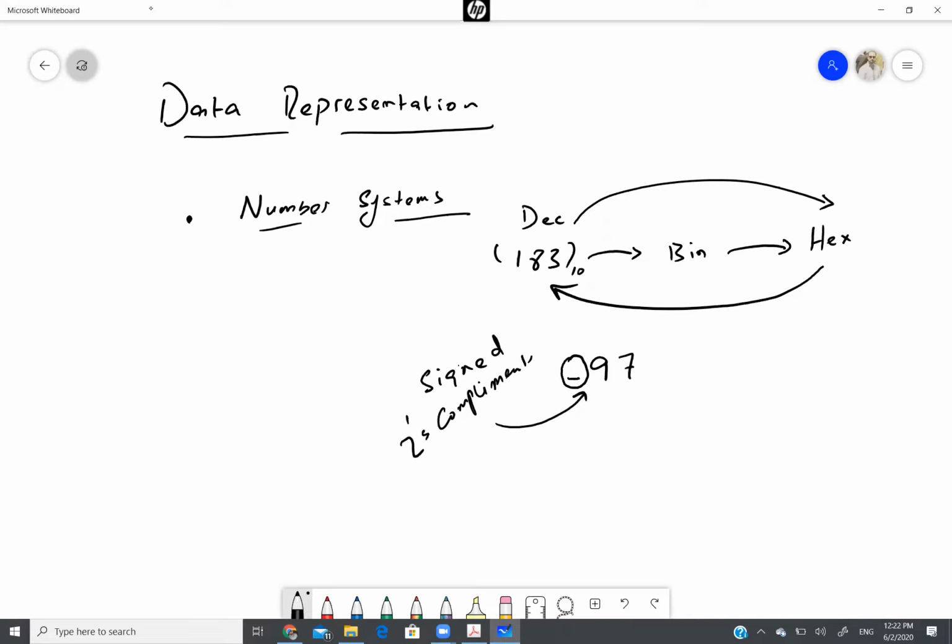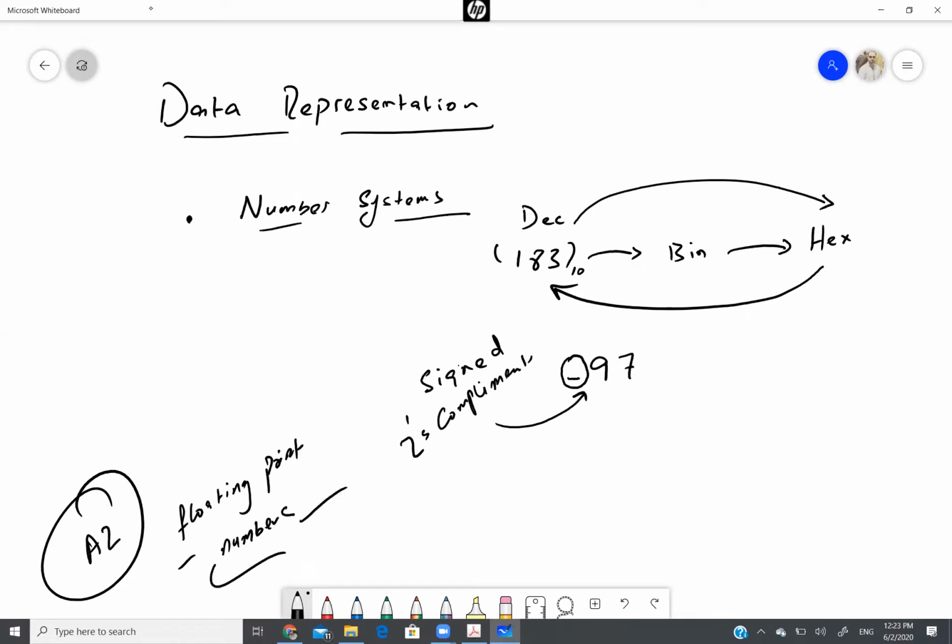What is in A2? We come up with this thing we call floating point numbers. Okay, and floating point numbers, what we have, if we have numbers something like this, 37.5, we have to represent the decimal portion. Okay?